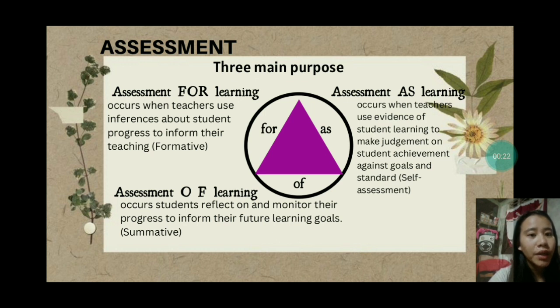Assessment for learning occurs when teachers use inferences about students' progress to inform their teaching. Assessment of learning occurs when students reflect on and monitor their progress to inform their future learning goals. And assessment as learning occurs when teachers use evidence of students' learning to make judgment on students' achievement against goals and standards. Okay, for further understanding of the three purposes of assessment, let's take it one by one.